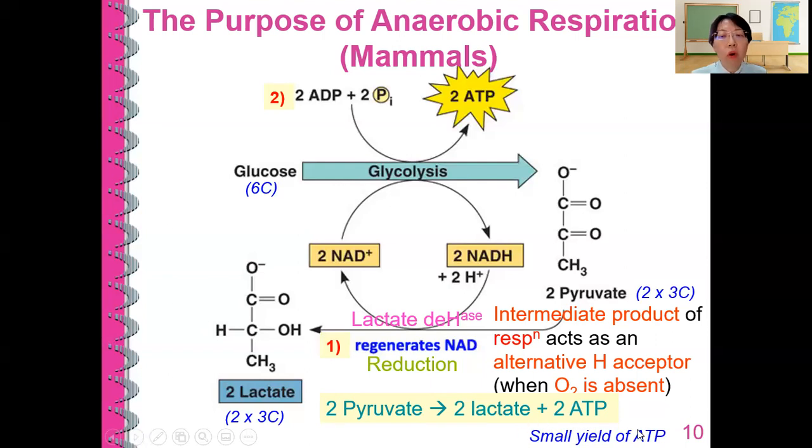So this is a very small yield of ATP per glucose compared to aerobic respiration, which gives us 38 ATP per glucose. Can you see that versus 38, right? Okay. So aerobic respiration is 19 times more efficient than anaerobic respiration.